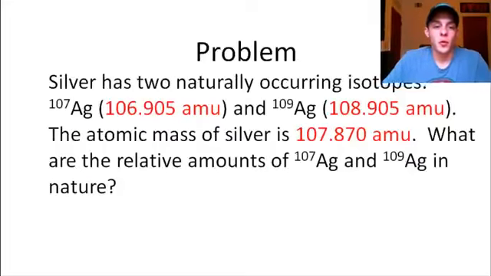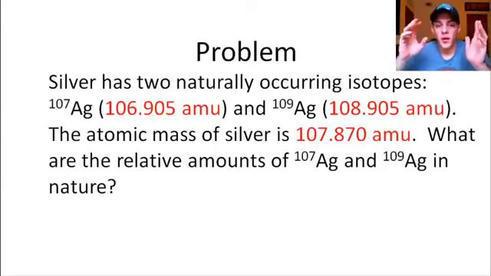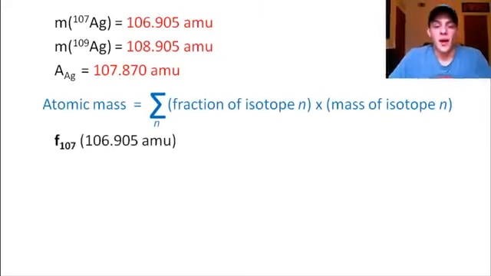Let's go back to the problem real quick. It says silver has two naturally occurring isotopes. That means that whatever the percent abundances are of those two isotopes, they're going to add to 100. So let's write that down.